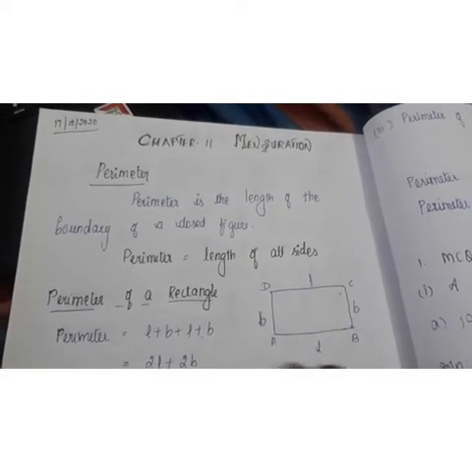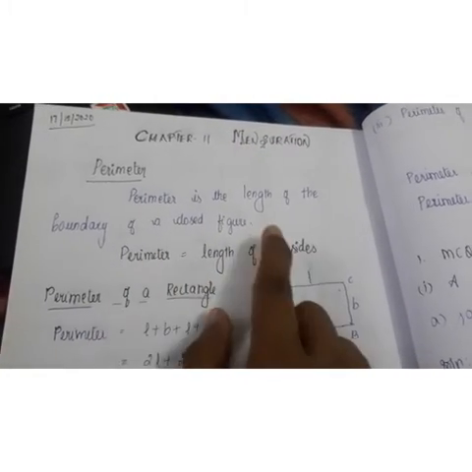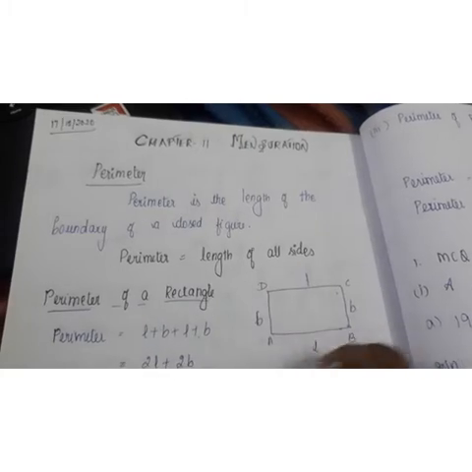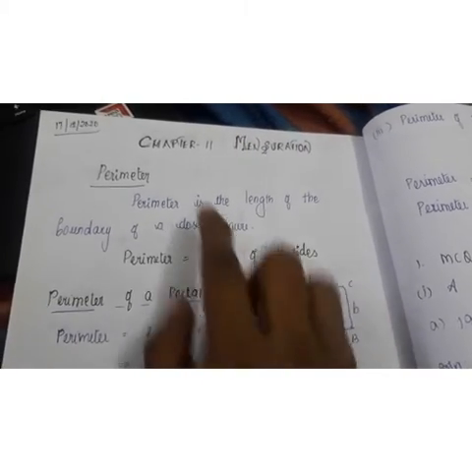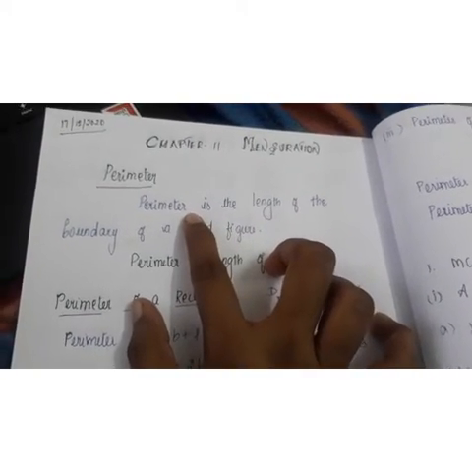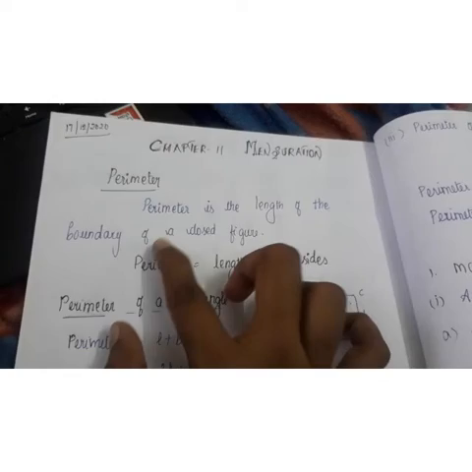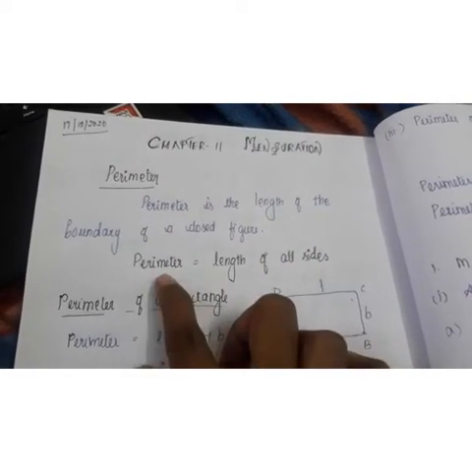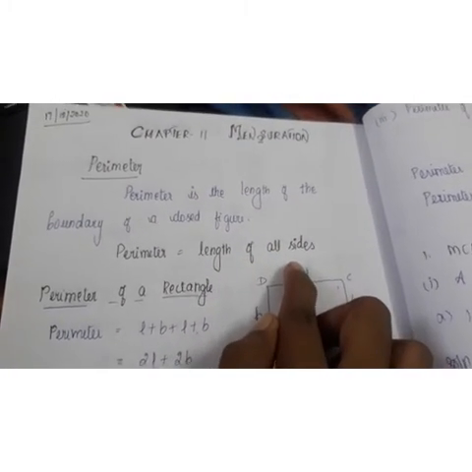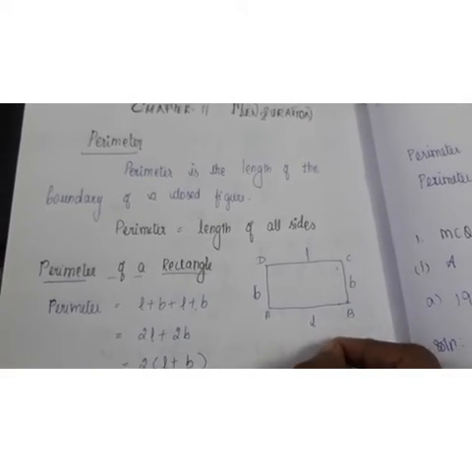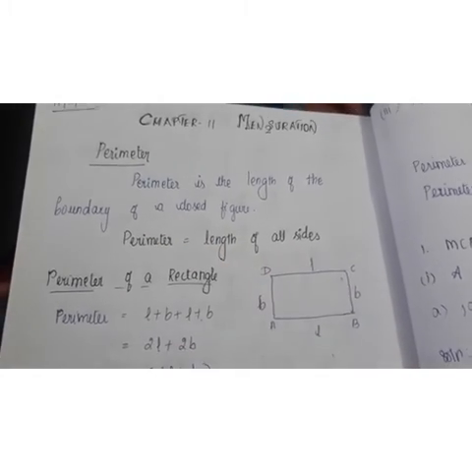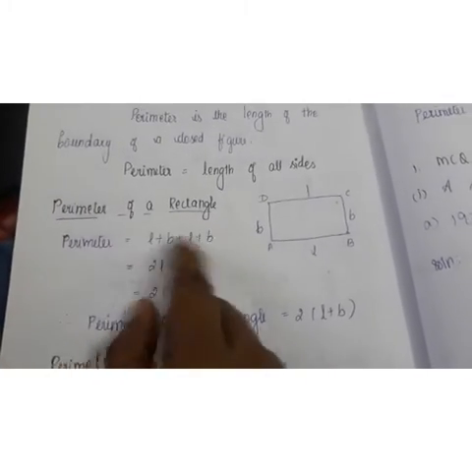Now for example, this is a closed figure. You need to find the length of all sides and find the sum. Perimeter is the length of the boundary of a closed figure. That means perimeter is equal to the length of all sides. All side lengths you have to add, and the total length will be your perimeter. First of all, we'll start with the perimeter of a rectangle.